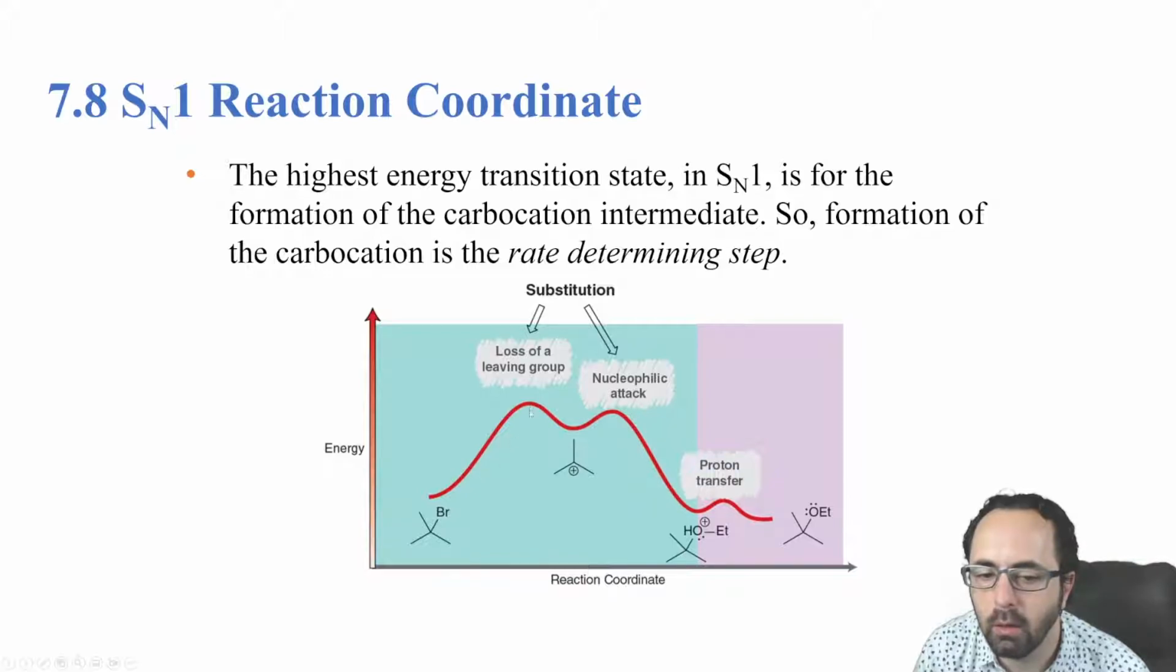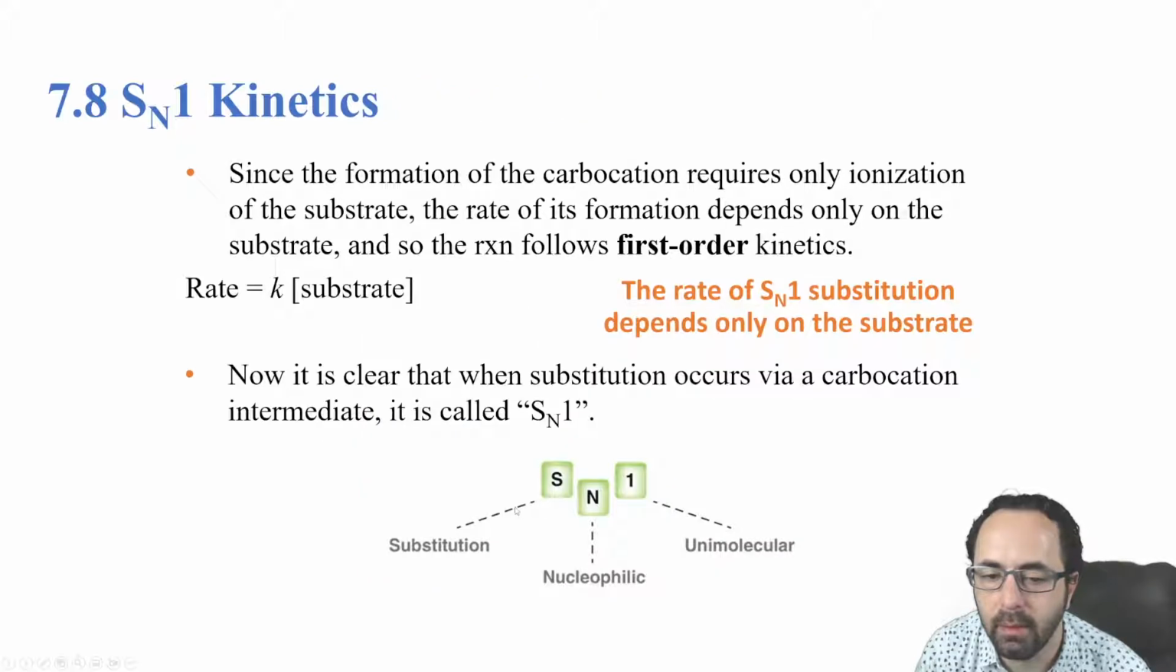So the first step here, look at the huge activation energy. First step in the SN1 is the slow step, and it only depends on the concentration of the substrate, and so that's why it's SN1, unimolecular. So the rate is the rate constant times the concentration of only the substrate. Again, the concentration of the nucleophile does not matter here. That's why it's unimolecular nucleophilic substitution.